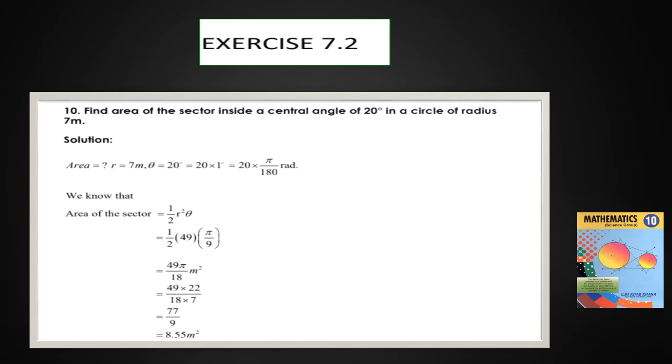So area of a sector is equal to 1/2 r square theta. 1/2, the value of r is 7, so it means that 7 multiplied by 7, which is 49, and theta is pi by 9. So 49 pi divided by 18 meter square, so 49 multiplied by 22 by 7, the value of pi is 22 by 7. So 77 divided by 9 after simplification, so answer is 8.55 meter square.